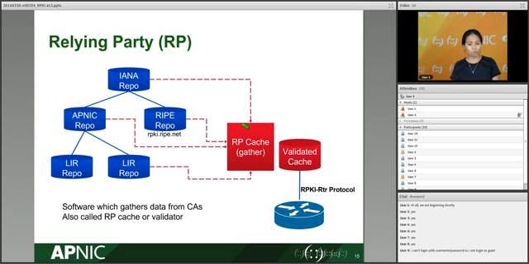By the way, there are also RP caches available, but mostly in their test phases. So if you cannot set up your own RP cache, you can always connect to one of those public RP caches. But again, most of them are still in the testing phase.